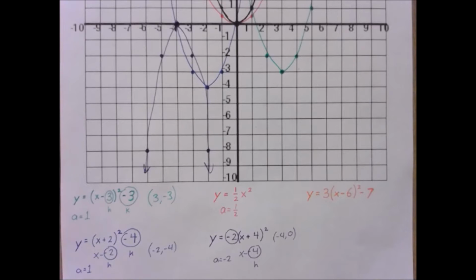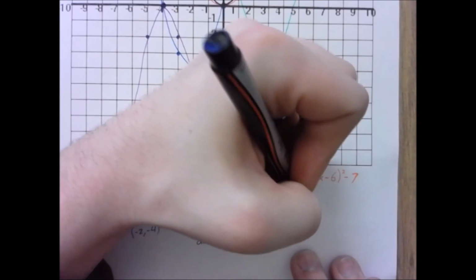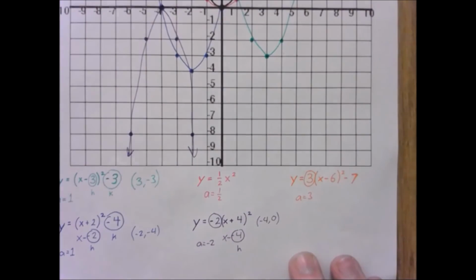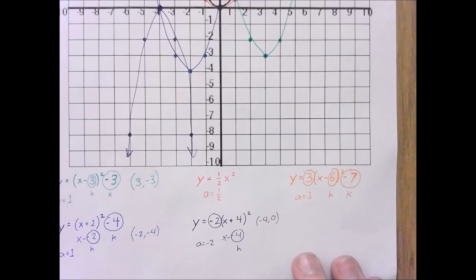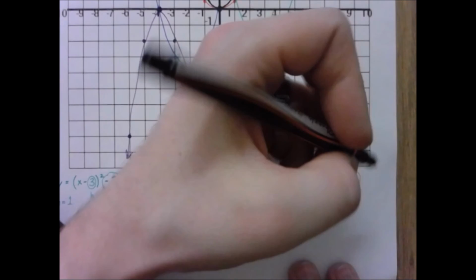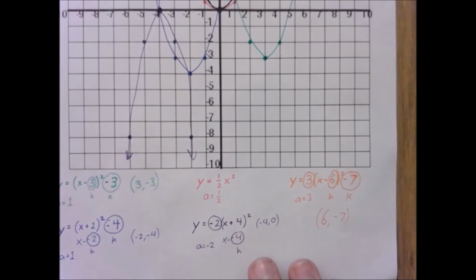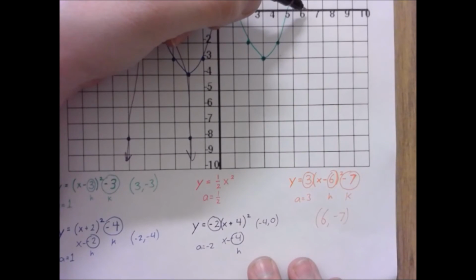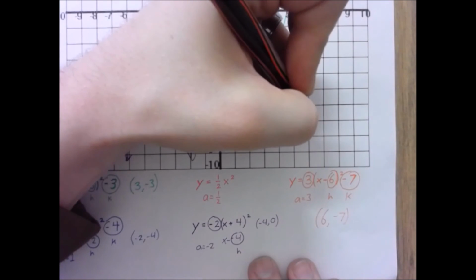So I've got one more left, and this mixes almost everything. Now we've got a equals 3, so we're going to have a stretch. We've got h equals 6. We've got k equals -7. So our vertex is going to be 6, -7. So let's start there. Over 6, down 7, should be right here.